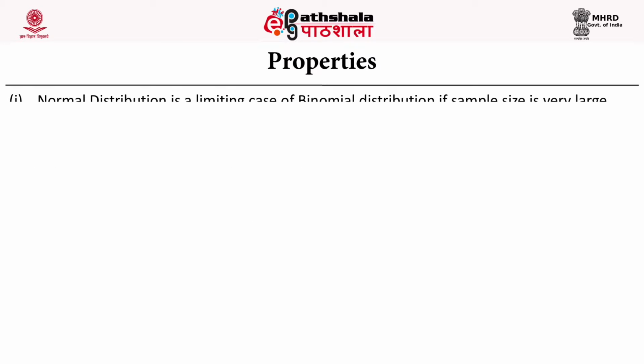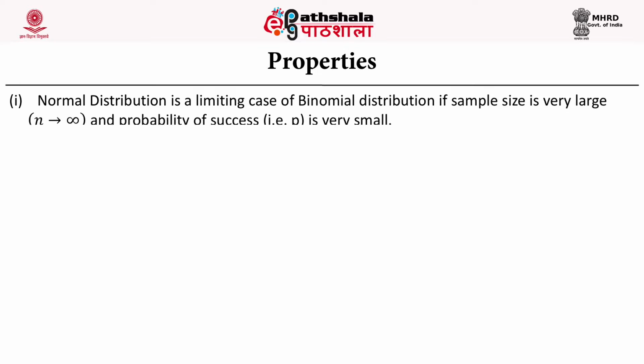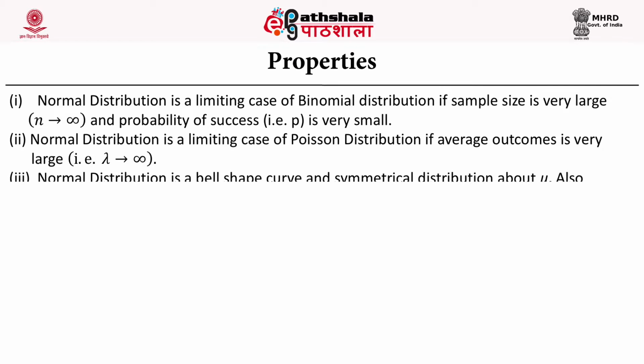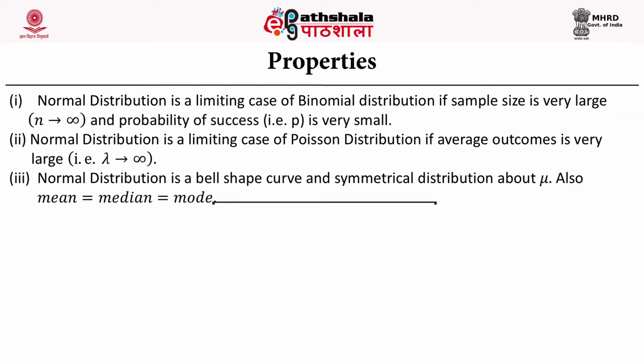There are some properties of the normal distribution. The first property is that the normal distribution is a limiting case of the binomial distribution if the sample size is very large, that is n tends to infinity, and the probability of success p is very small. The second property is that the normal distribution is a limiting case of the Poisson distribution if the average outcome is very large, that is lambda tends to infinity. The third property is that it is a bell-shaped curve, symmetrical about the mean.